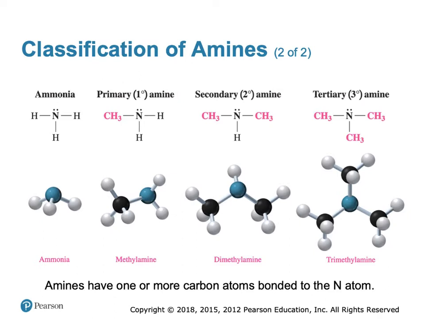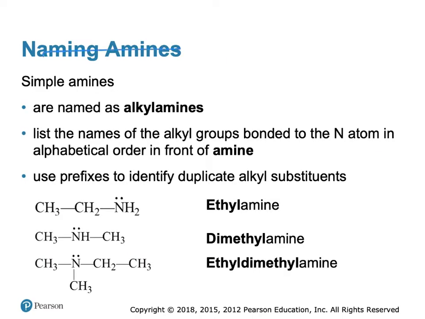So here are some examples of amines. Ammonia, we have a primary amine where you have 1 carbon group, a secondary amine where we have 2 carbon groups, and a tertiary amine where you have 3 carbon groups. Realize that the carbon groups do not have to be the same as they are here in this slide. So again, don't worry about naming amines.